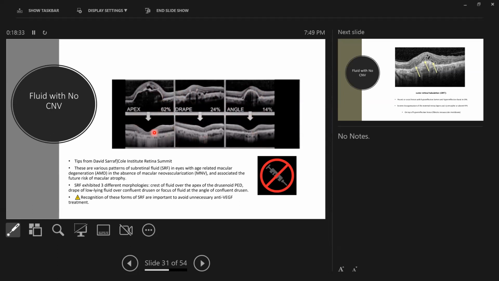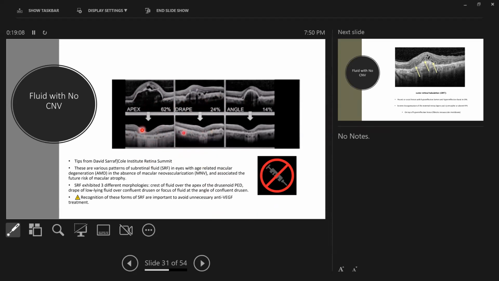Now, the question: how can I be sure that there is no macular neovascularization? In these cases, you can use the OCT angio, and you will find that there is no macular neovascularization. So if there is no macular neovascularization, there is no indication for treatment. Otherwise, you will end with geographic atrophy. The injection will induce the atrophy, and you will end with more loss of vision. So keep in your mind these three clinical forms of RPE detachment that will not require any injection.